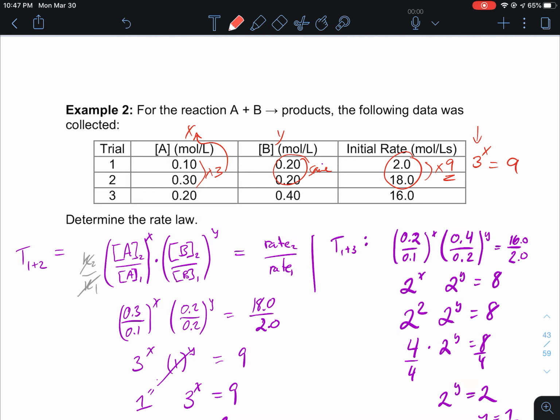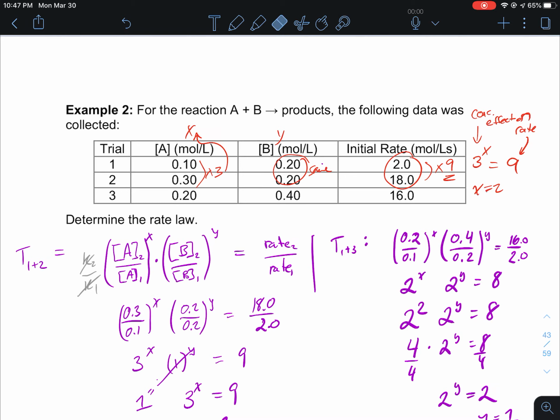So this is concentration effect on rate. So in this case, what is x? Well, 3 to the power of 2. X equals 2, because 3 to the power of 2 gives us 9.